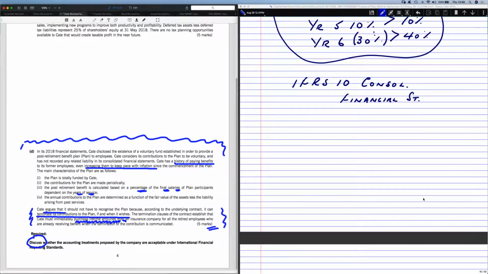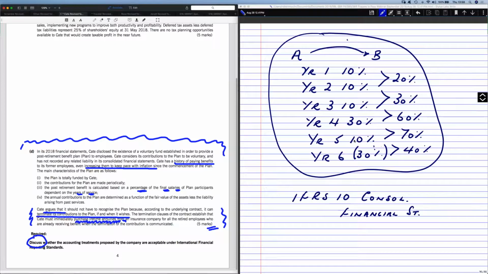IFRS 10 states that control arises when the acquirer, in this case it will be A, is exposed or has rights to the variable returns of the acquiree, that will be in this situation B, and has the ability to affect those returns through the power it has over the acquiree. Okay, let me give you that again.